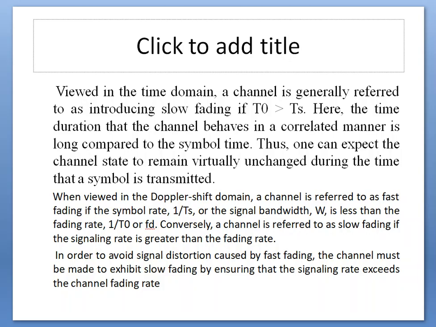In the Doppler shift domain, a channel is referred to as fast fading if the signaling rate 1/Ts, or signal bandwidth W, is less than the fading rate fD. Conventionally, a channel is referred to as slow fading if the signaling rate is greater than the fading rate. In order to avoid signal distortion caused by fast fading, the channel must exhibit slow fading by ensuring that the signaling rate exceeds the channel fading rate.